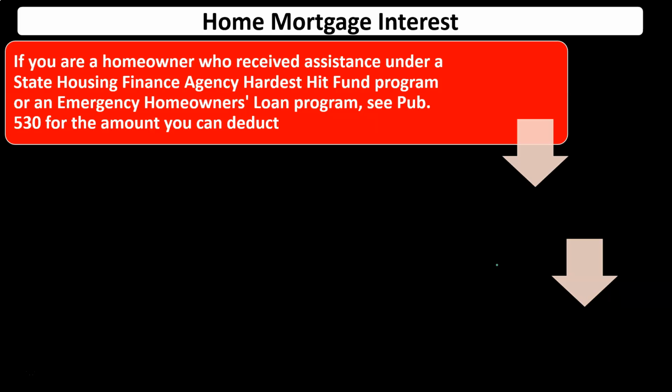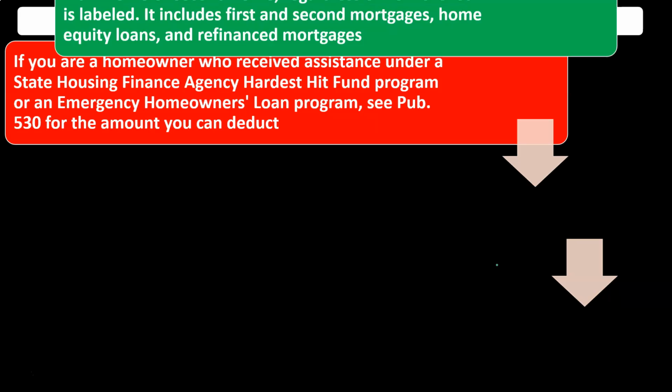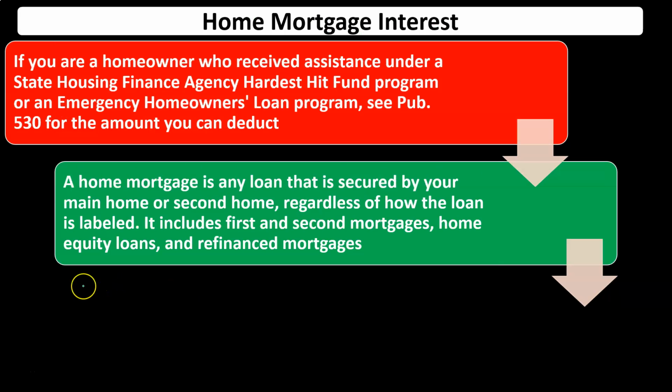So, home mortgage interest. If you are a homeowner who received assistance under a State Housing Finance Agency Hardest Hit Fund program or an Emergency Homeowners' Loan Program, you can go and see Publication 530 for the amount you can deduct in that situation. A home mortgage is any loan that is secured by your main home or second home, regardless of how the loan is labeled.